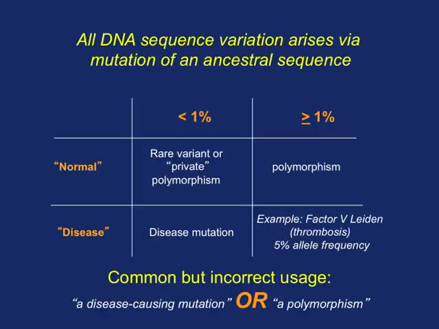Okay. And then to re-emphasize, to beat this point a bit more, a normal change, if it's very common, is a polymorphism. If it's rare, it's a private polymorphism or a rare variant. If it causes disease, it's a disease-causing variant or disease-causing mutation. And if it's common, it's still disease-causing, but now it could be a polymorphism as well.